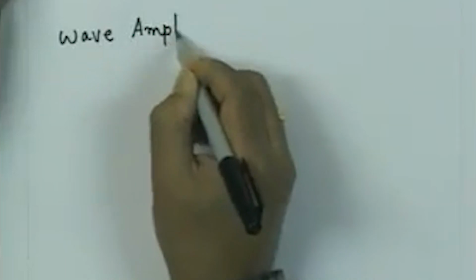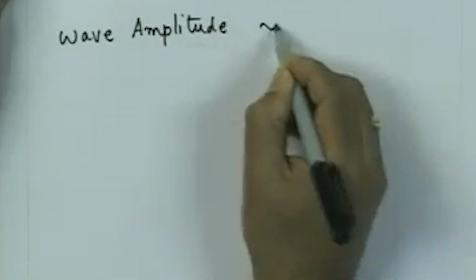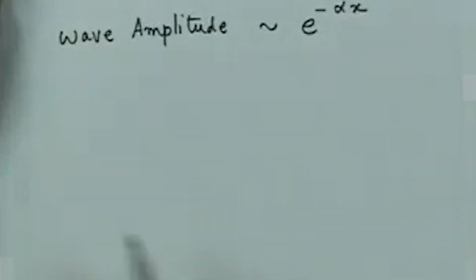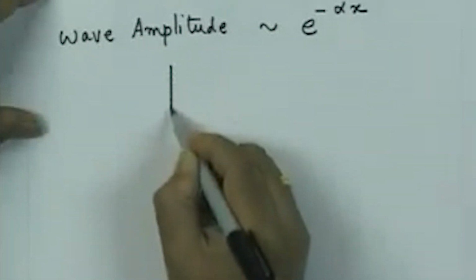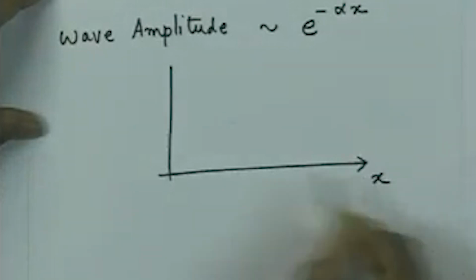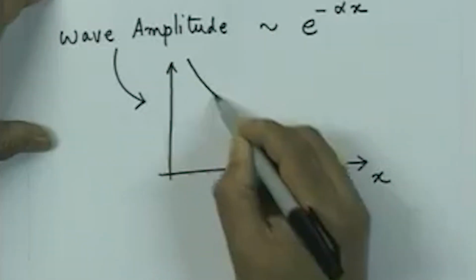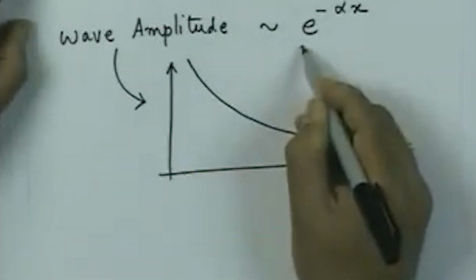However, at this point we can say that a good conductor can be characterized like a lossy transmission line, and that is the reason we can have alpha equal to beta, and then the wave amplitude will vary as e to the power minus alpha x, where x is the direction of wave propagation. So, if I plot the wave amplitude as a function of x, I will get essentially an exponential curve which follows this law.